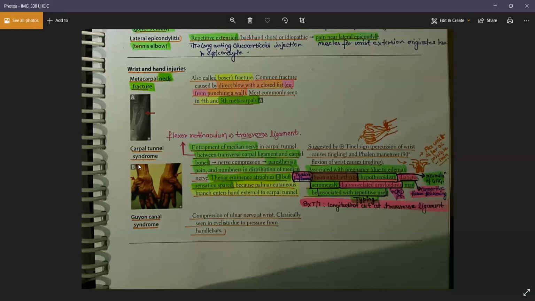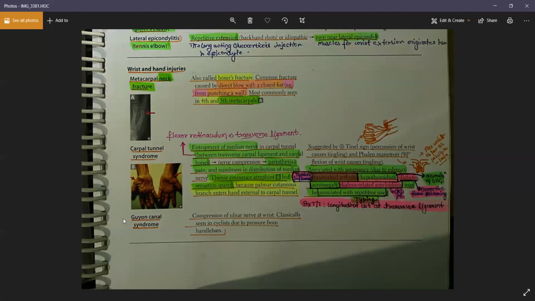Okay, and similar to carpal tunnel syndrome, I also have the Guyon's canal syndrome, in which my ulnar nerve can get compressed. It is mostly seen in cyclists, because of a continuous increase in pressure, and second, it can also happen because of the fracture of which bone?